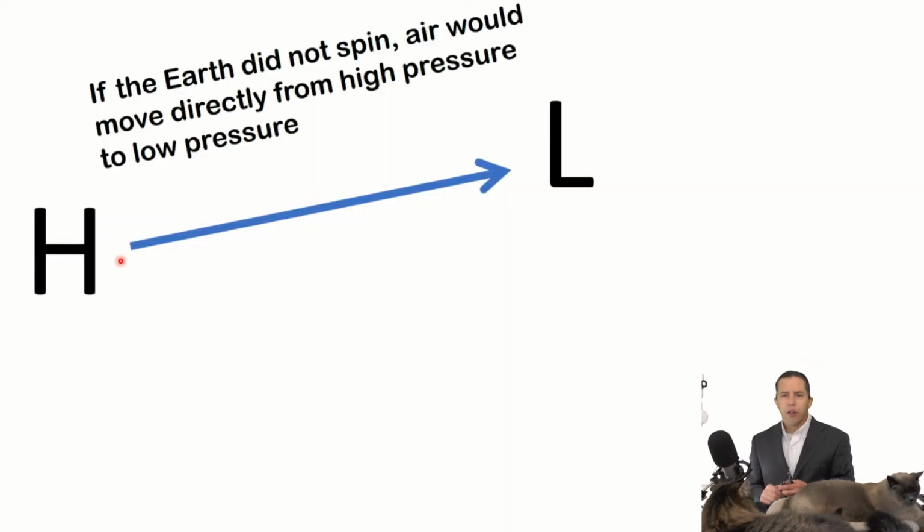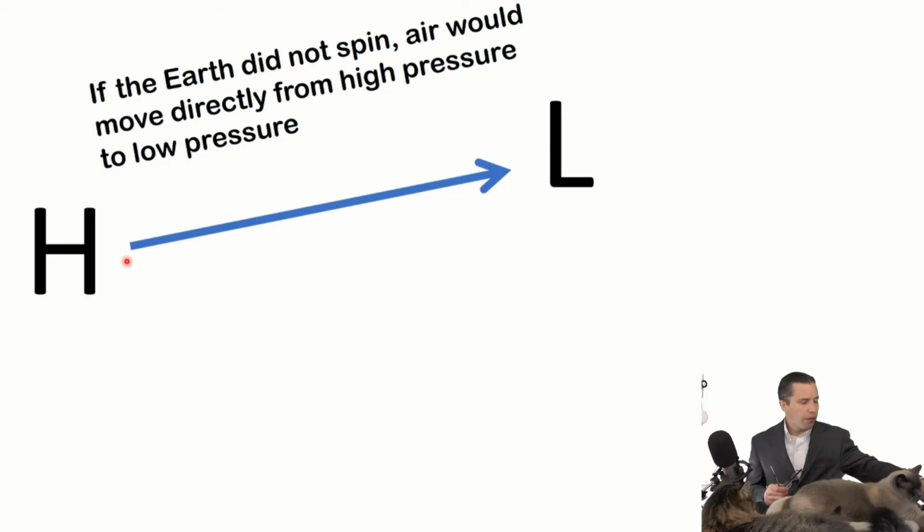So to explain the Coriolis effect, let's consider what would happen if the Earth did not spin. If the Earth did not spin, then air would want to move directly from a high to a low in a straight line. Okay? So any winds that we would have would be directly between highs and lows. But that's not what we observe on Earth.